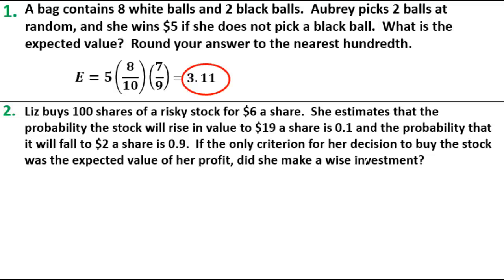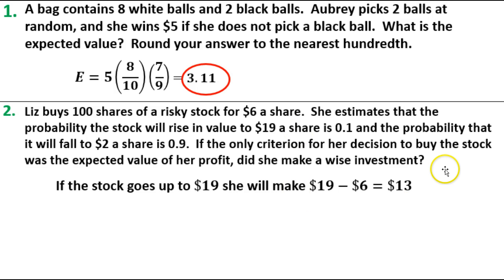We got to figure out how much she's expected to gain. $19 is the price that it will go up to. Okay, so if she buys it for $6 and it goes up to $19, that means she's going to make $13. Okay, she will have a gain of $13. Now we're going to take that and multiply that by the probability of her getting that, which is 0.1. We'll do that next here in just a minute.